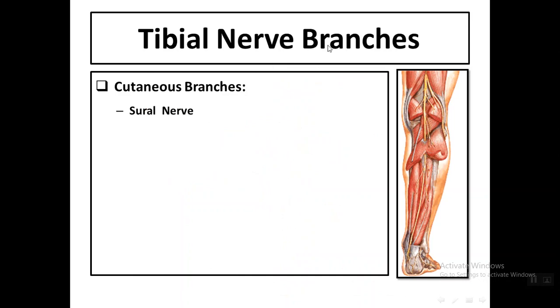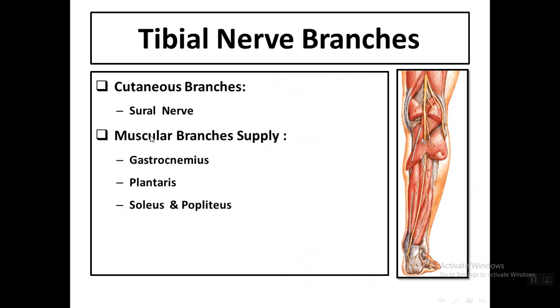So the tibial nerve will give a cutaneous branch, which we call the sural nerve, and it will give muscular branches. We saw these muscular branches supply the gastrocnemius, the plantaris, which is a small muscle, the soleus, and the popliteus muscle. And it gives an articular branch to supply the knee joint.